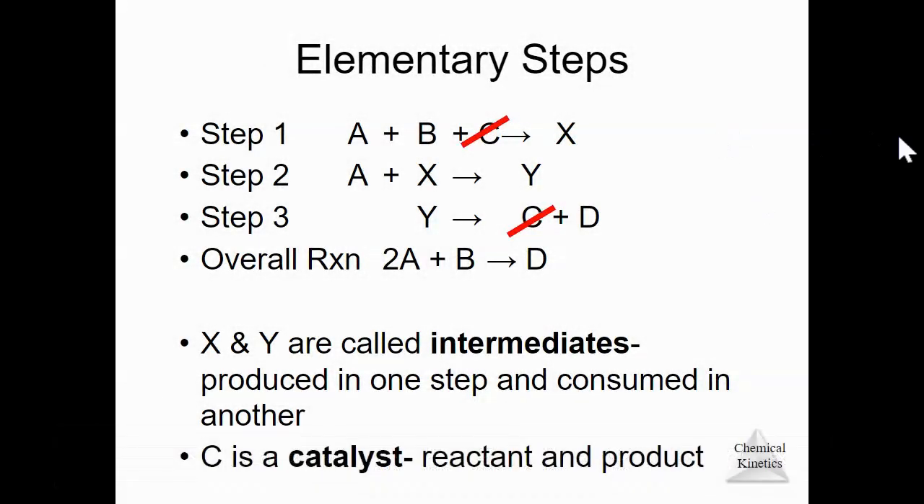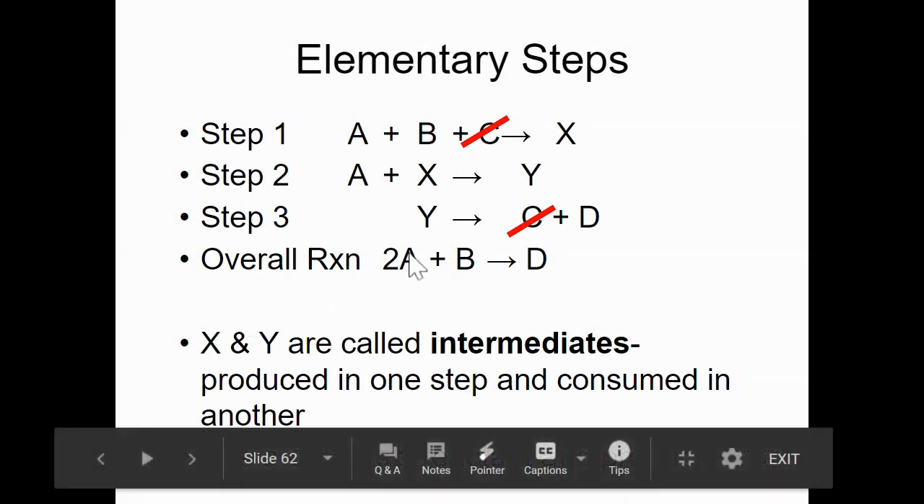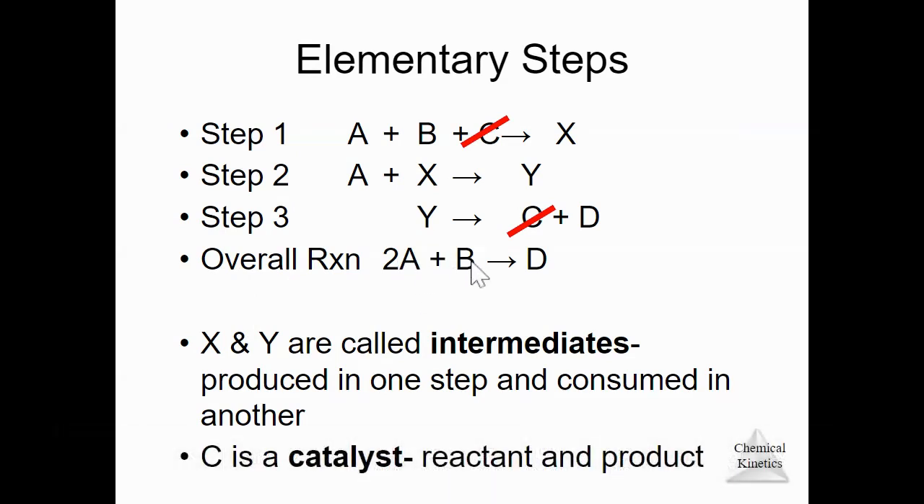And so this would be an example of an overall mechanism. Steps 1, 2, and 3 put together make an overall mechanism. Here's the overall reaction, but in order to get from 2A plus B to produce D, it has to go through 3 elementary steps. The first step is where A and B and C react together, and the product of that is X. And then X reacts with some A to produce Y. And then Y breaks down to make C and D.